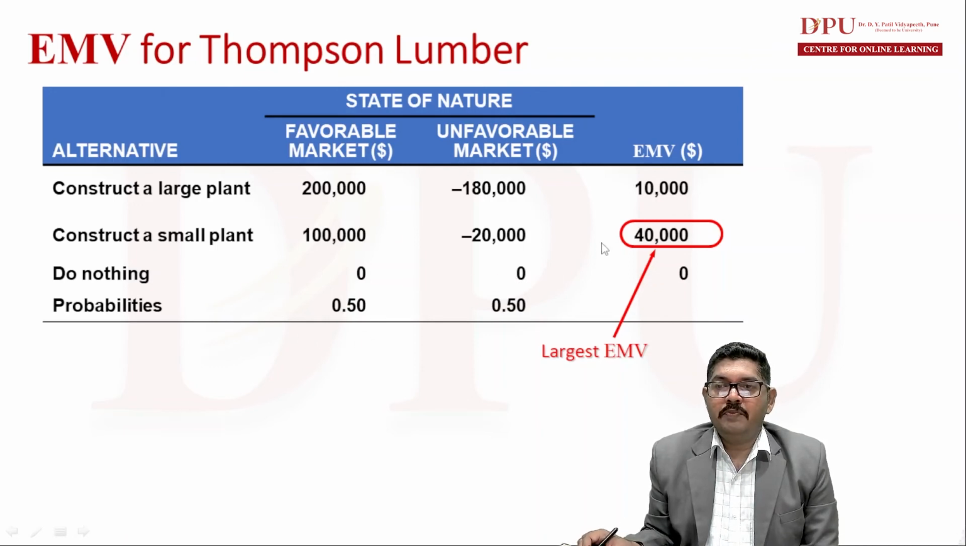So the largest value in the last column is the largest EMV, and according to the EMV criteria, the best solution is to construct a small plant.